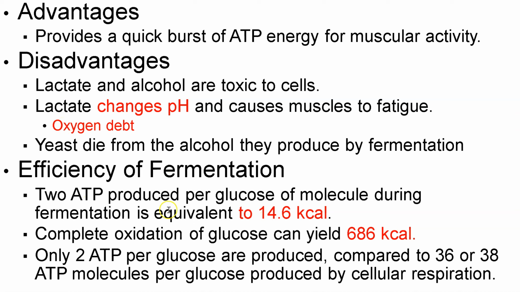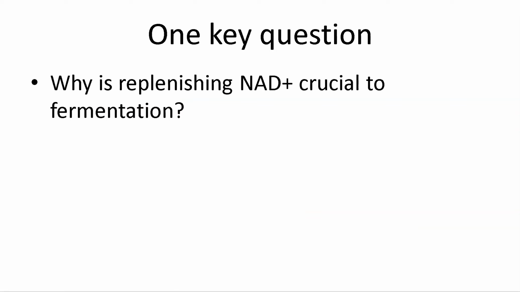And so efficiency: 2 ATP produced per glucose, 14.6 kilocalories. But look at this, complete oxidation of glucose can yield up to 686 kilocalories. You can do the percent there to figure out it's not very efficient, right? But it is a process that is necessary because sometimes we just don't have enough oxygen around to keep functioning, keep homeostasis going.